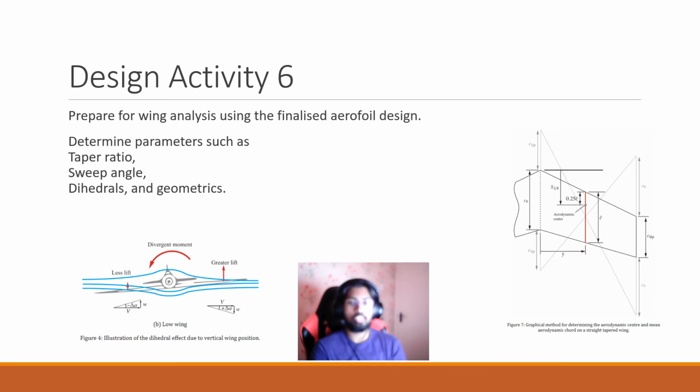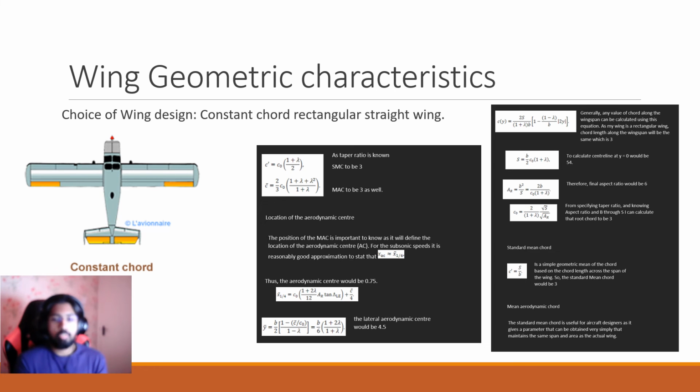Moving on to design activity 6, to proceed to the wing analysis, I had to determine all the parameters that I couldn't calculate before, as well as geometric characteristics to determine the wing geometry. Many geometric characteristics were negligible as my aerofoil was based off the A10, which uses a monoplane straight wing type. Therefore, my wing design ultimately formed to be a rectangular shaped wing, as its main purpose was to meet the design requirements. Thus, I decided to not add any taper, sweep angle, or dihedrals.